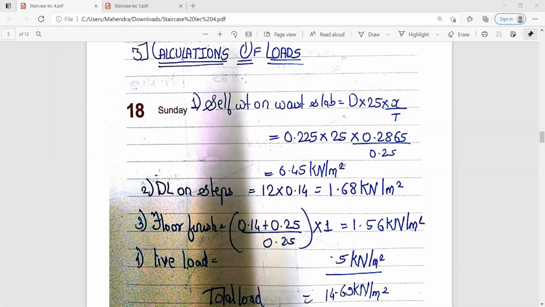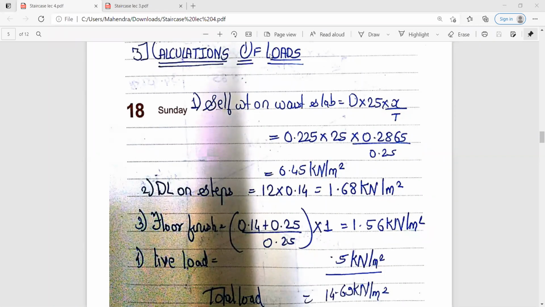Now proceeding with the next, that is the dead load on the steps. Dead load on the steps is 12 into 0.14. So that will come up to be 1.68.